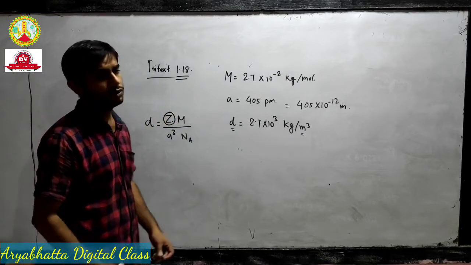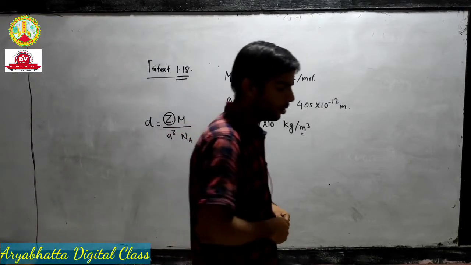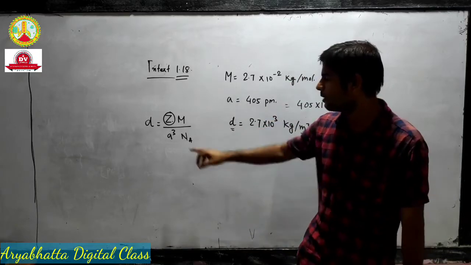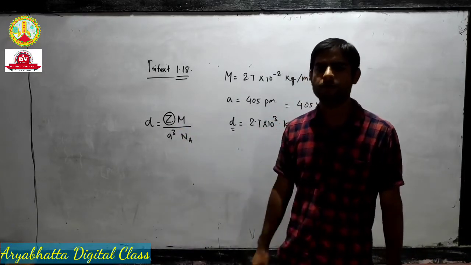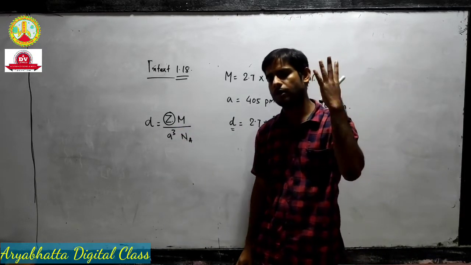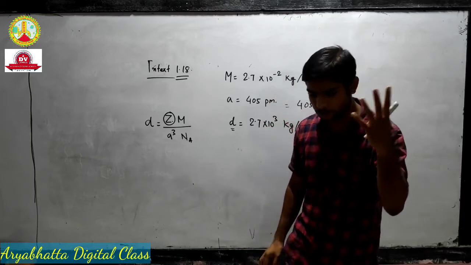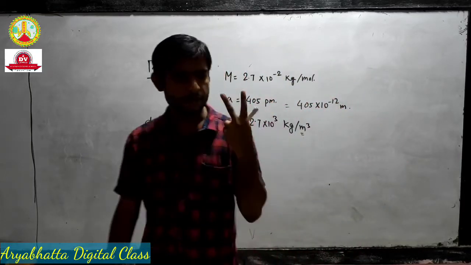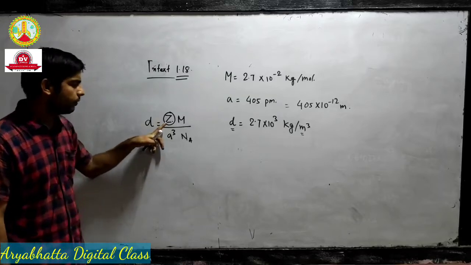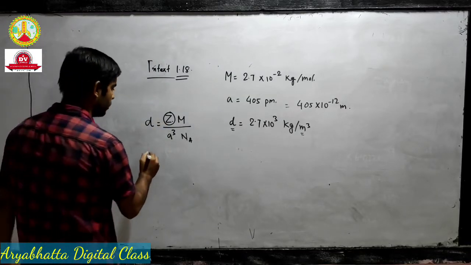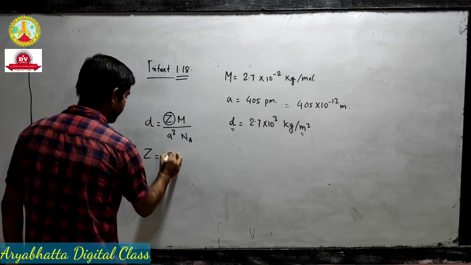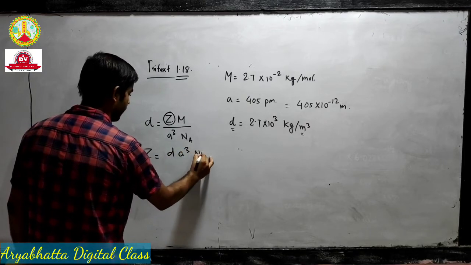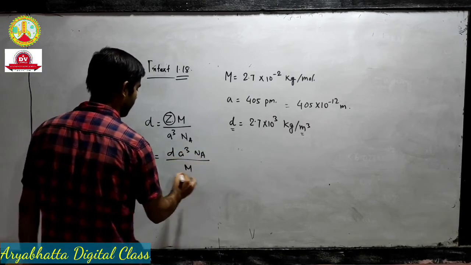In order to know whether it is FCC, BCC or a simple cubic cell, we must know Z, the number of atoms per unit cell. If the number of atoms per unit cell comes out to be 4, it is FCC. If it's 2, then it is BCC. So we have to calculate Z, and to calculate Z, we use Z equals D a cube Na by M.